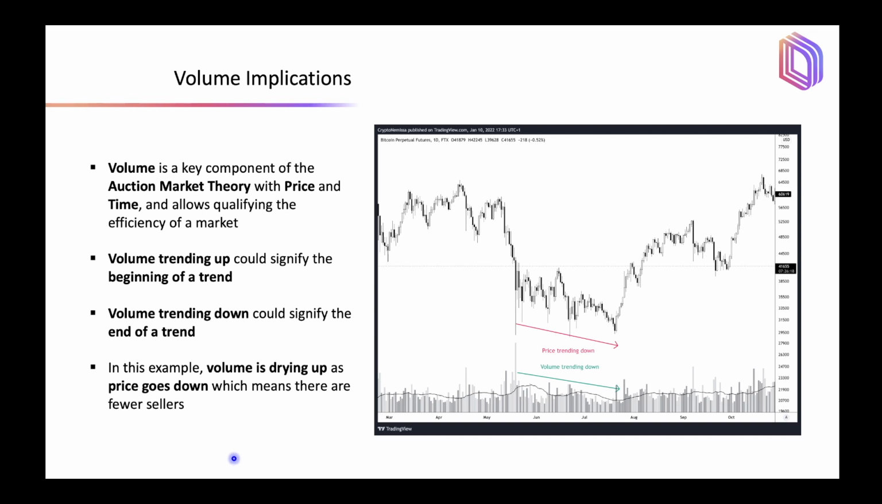In terms of volume implication, volume is a key component of the auction market theory with price and time, and volume essentially allows qualifying whether a market is being efficient or not. So let's take a quick example. Imagine a seller selling an item at $0.5 and there's a lot of buying demand for this item at that price. So naturally, the seller will try raising the price to $1, for example.